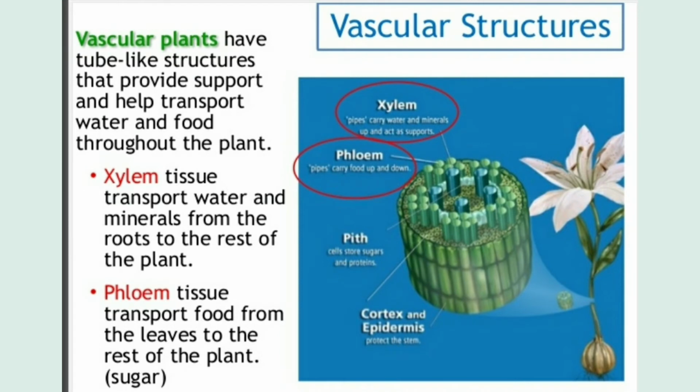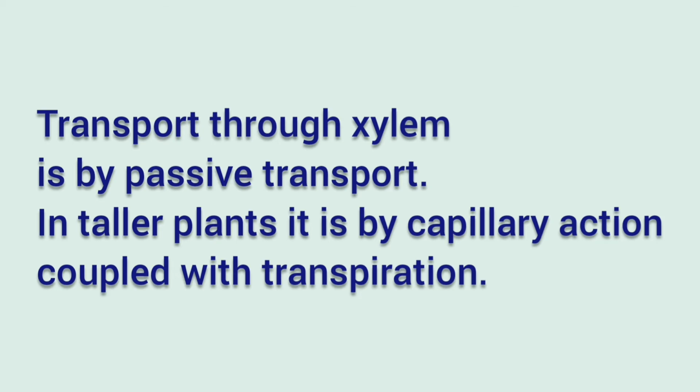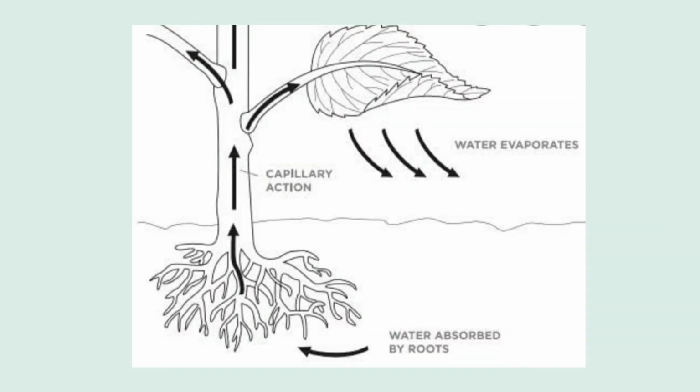Xylem is the vascular tissue that transports water and nutrients from the roots to the shoots and leaves. It is done through passive transport. In taller plants, it is done by capillary action along with transpiration. This is to enable the transport against the force of gravity. Because it is going against the force of gravity, capillary action has to be coupled with transpiration.